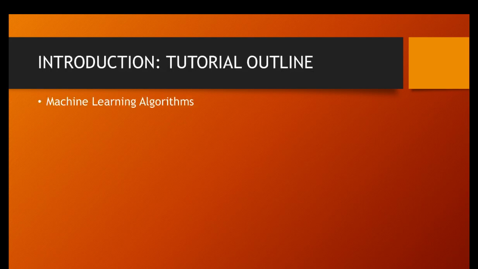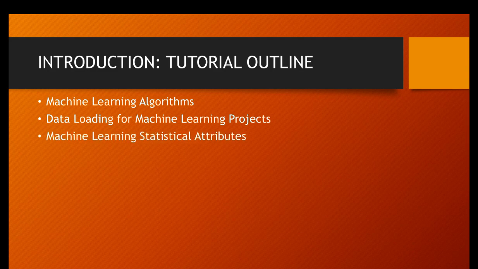We are going to start by looking into machine learning algorithms, the introduction to machine learning. We are going also to look into data loading for machine learning projects. Where do we get the data for machine learning projects? We are going to take a look also into machine learning statistical attributes. What are the attributes or the methods we use in machine learning as per mathematical operations? And also, what are the data spread attributes in machine learning?